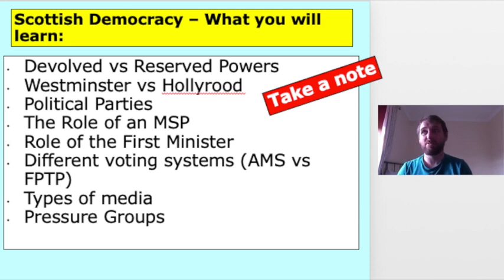And then lastly, we'll discuss pressure groups, which are things like unions. It can also be things like the SPCA, and that's a pressure group looking out for the well-being of animals and pets and things of that nature. So that's what we're going to discuss with Scottish democracy and how those pressure groups can impact what's going on in politics and the regular lives of regular people.